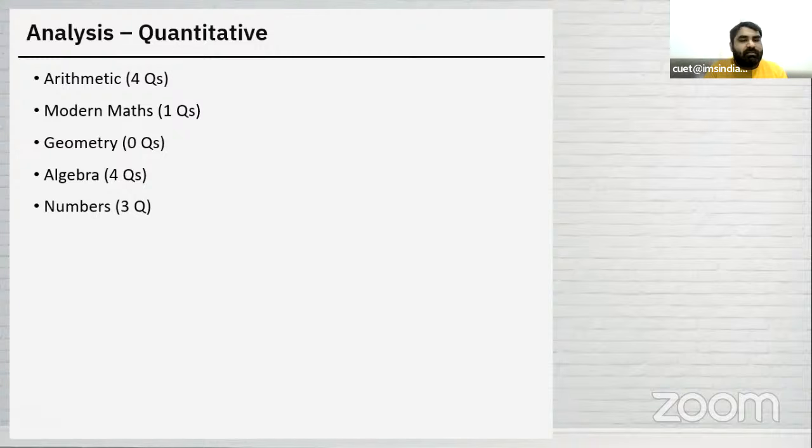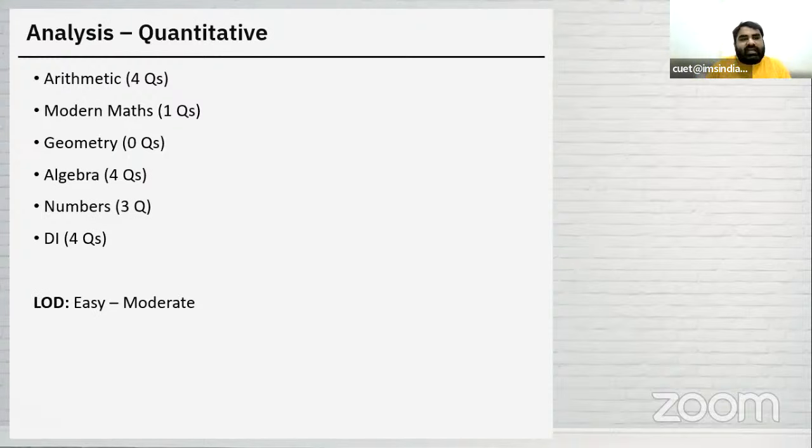And 3 questions from numbers as expected. And another surprise was DI. DI had 4 questions. So arithmetic में last time 6 to 7 questions थे, वो यहाँ पे transfer हो गए, and DI had 4 questions here as opposed to the 2 questions in the last attempt. Overall, the level of difficulty for quants was almost similar.